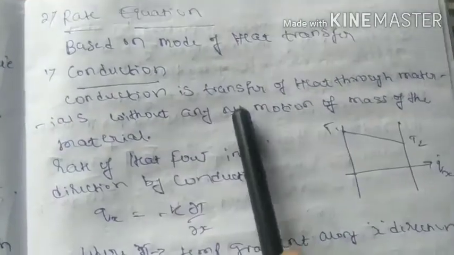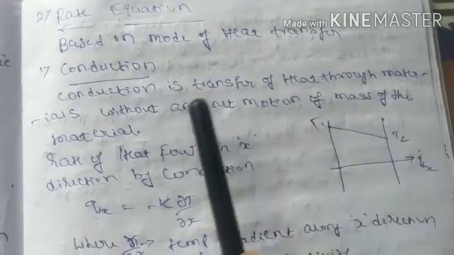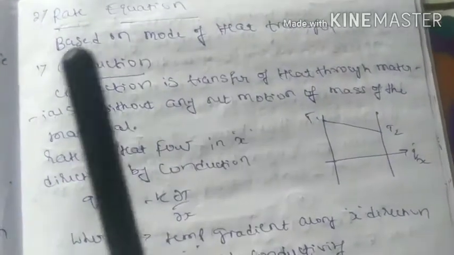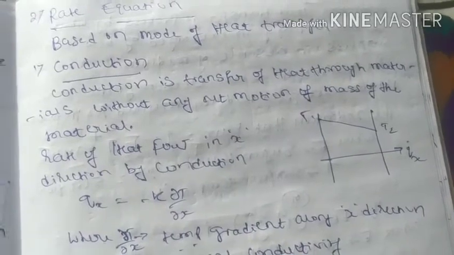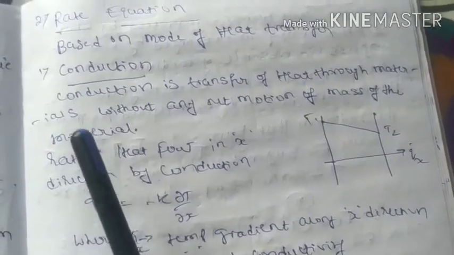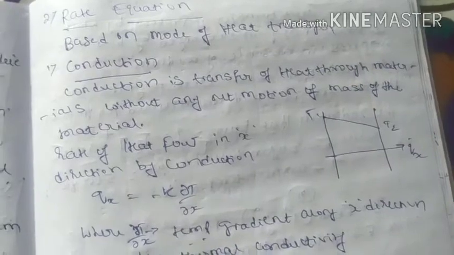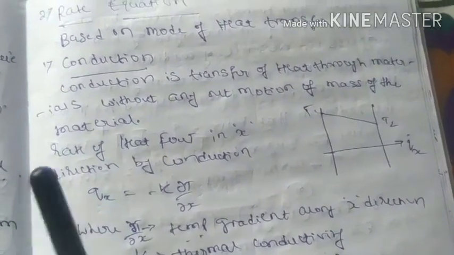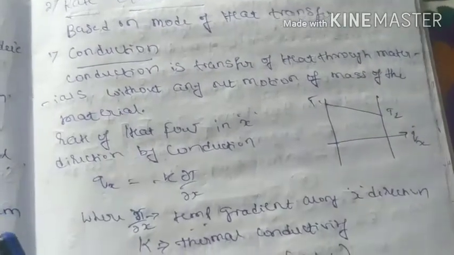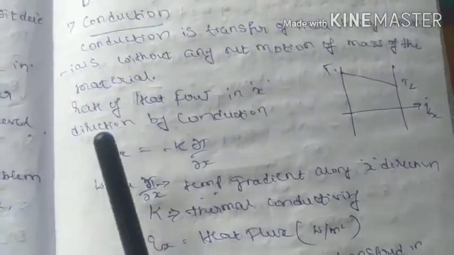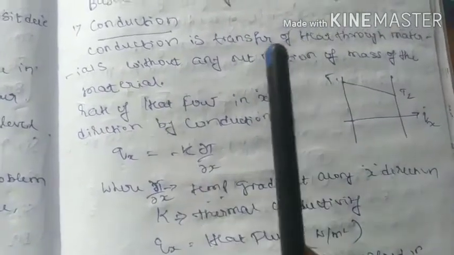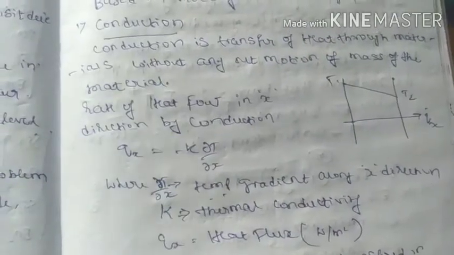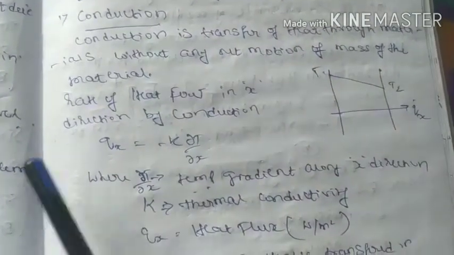Conduction is a transfer of heat through material without any net motion of mass. So here there is no mass change taking place. Without any mass motion, energy or heat transfer takes place. That is known as conduction. Due to the direct contact between two surfaces, conduction takes place. Like one body in contact with another body, heat transfer takes place. So here there is no mass transfer, there is an energy transfer from one body to another body.